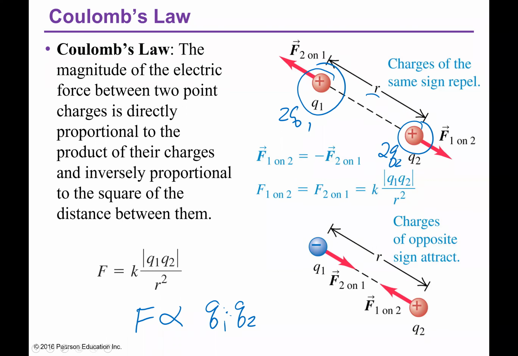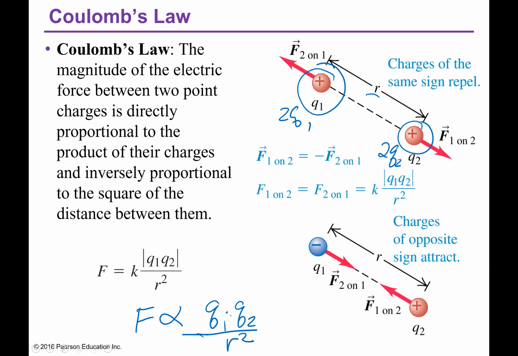And one of the things he noticed is that the force actually decreases if you move them apart, but doubling the distance doesn't make the force become half. Actually, the force becomes 1/4. You triple the distance, and the force becomes 1/9 of what it was before. That means it is proportional to 1 over the distance squared. So that's why it's an inverse square law.